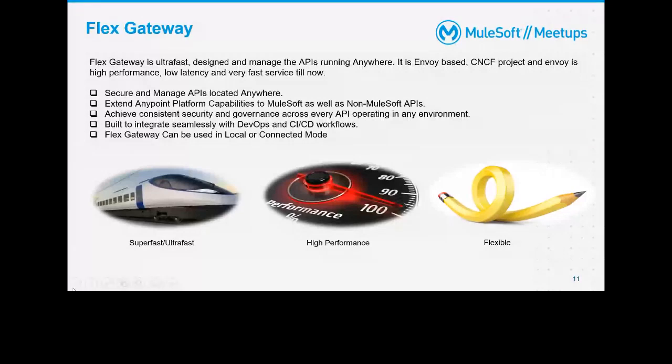As I mentioned, there are three main advantages we get from Flex Gateway. It's flexible: you can deploy it anywhere, with any architecture, and it's technology agnostic. It's high performance, as it uses Envoy, a high performance and low latency service. Right now we don't have any benchmark, and we are still waiting for MuleSoft to release those benchmarks, but it's super fast and ultra fast. Okay.